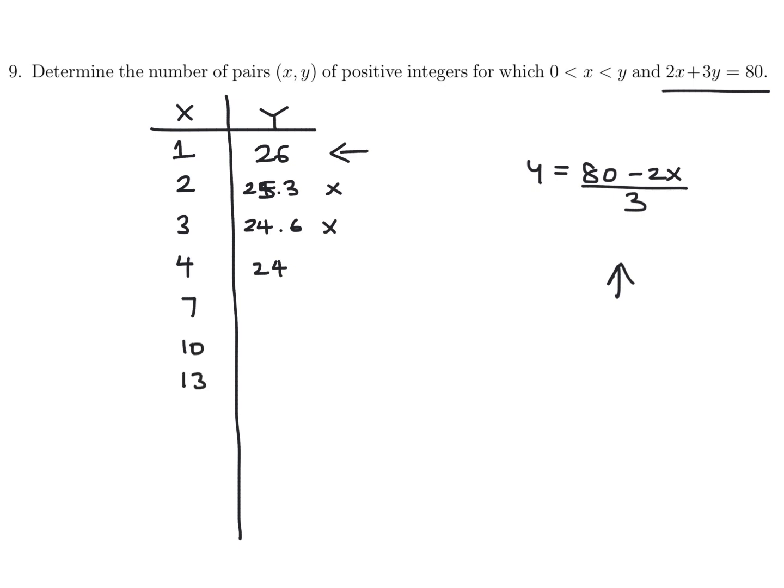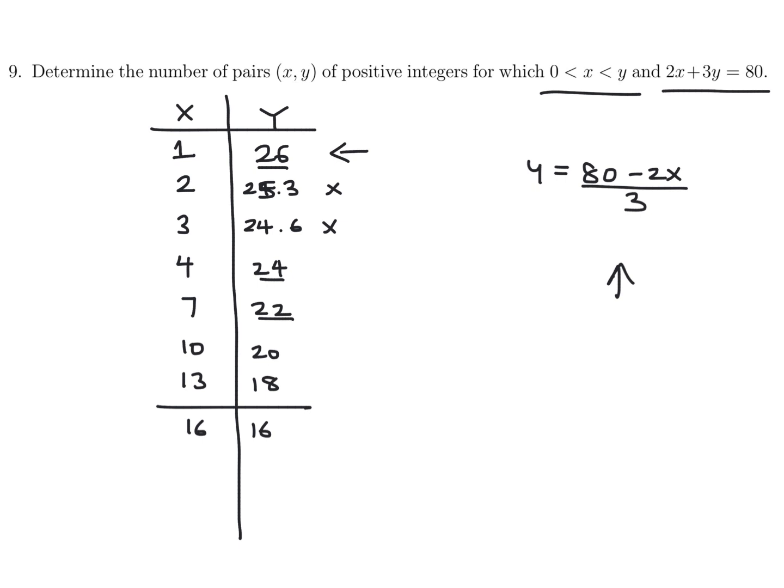So the corresponding values for y are 22, and it goes down by 2. You notice 26, 24, 22, 20, 18. And then the next one is 16, and that gives you 16. But we stop there because of this inequality that x has to be less than y.